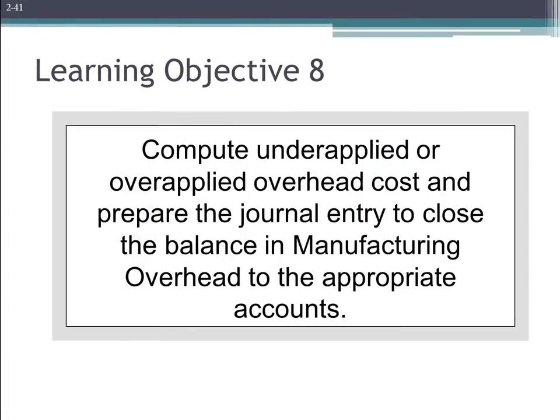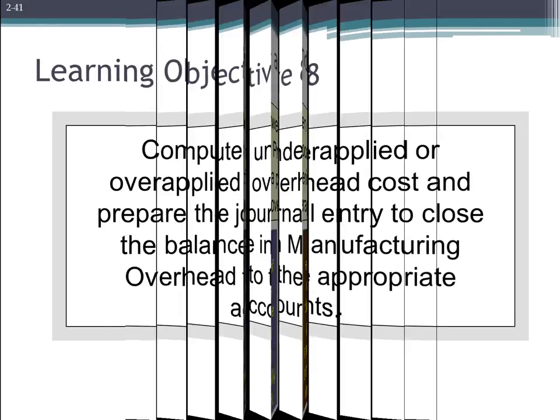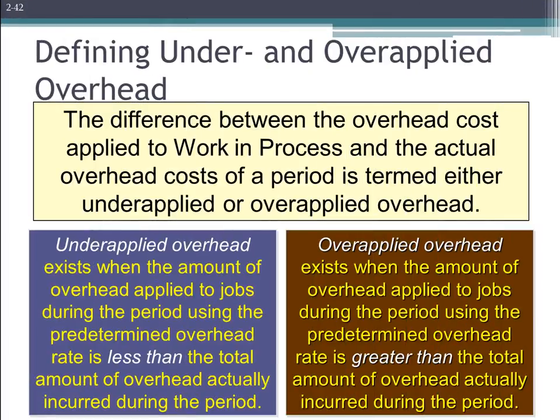Now, the problem, of course, is since we're using an estimate of the manufacturing overhead rate, and that's what we're applying, we need to make sure that we have properly applied it. Because we're using an estimate, we will never have perfectly estimated it, and there will be either an over application or an under application of manufacturing overhead costs. So the difference between the overhead costs that we applied to work in process using that predetermined overhead rate versus the actual overhead costs that we incurred during the period will leave us with either under applied or over applied.